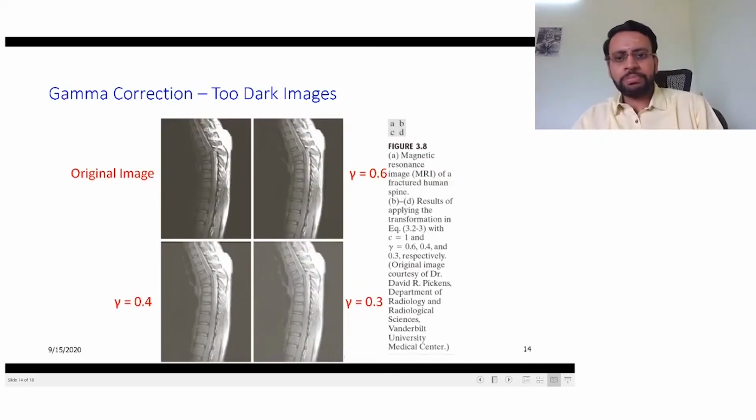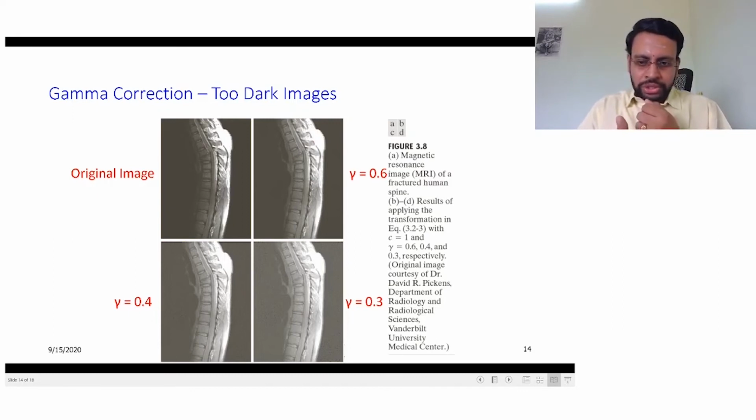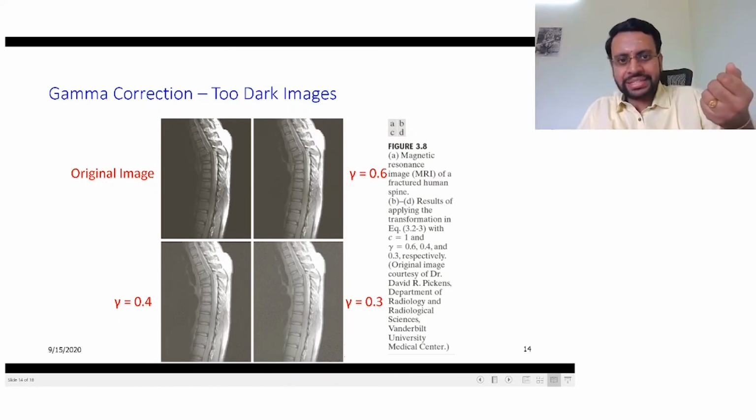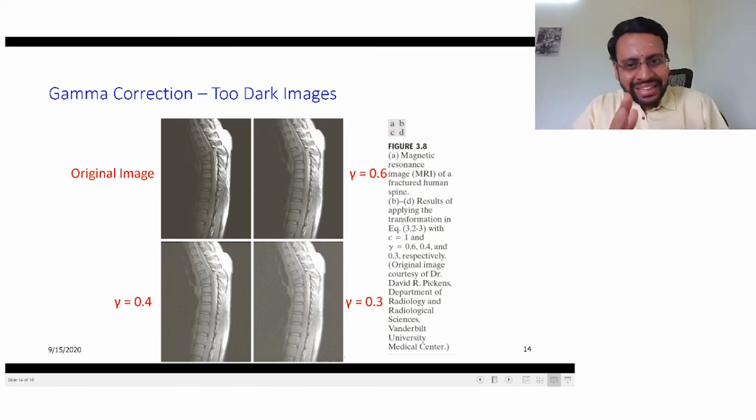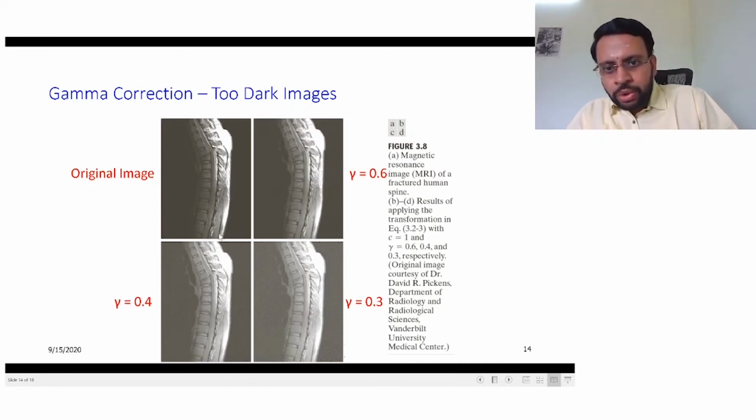This is an example of this, where you have the MR image of the human spine. You could hardly see anything here. So here it is indeed the low intensity values that you would like to enhance, which means you need to apply gamma values which are less than 1. So this is the result for gamma equal to 0.6, gamma equal to 0.4, and this one for gamma equal to 0.3. You could notice here the black regions are the dark regions where you cannot see any distinction in the original image.